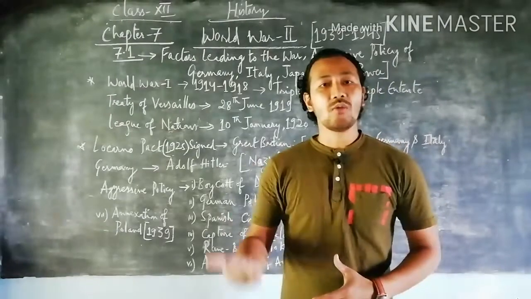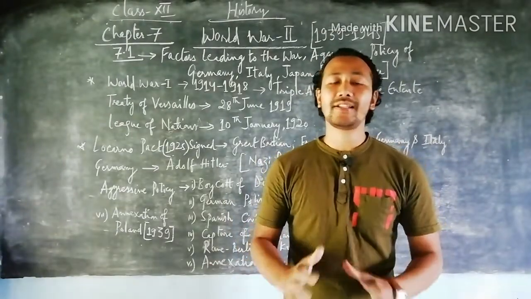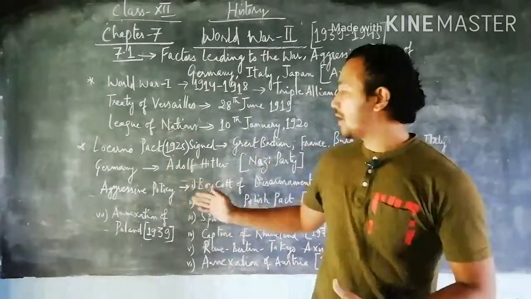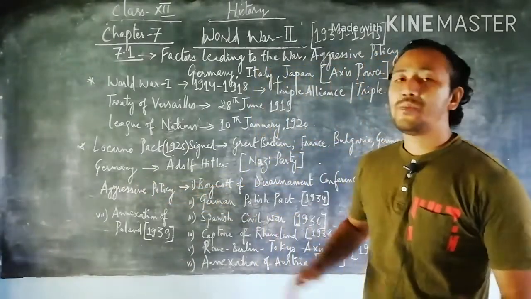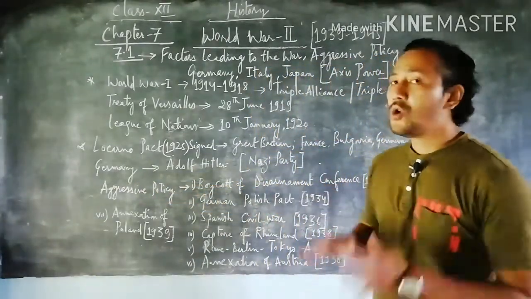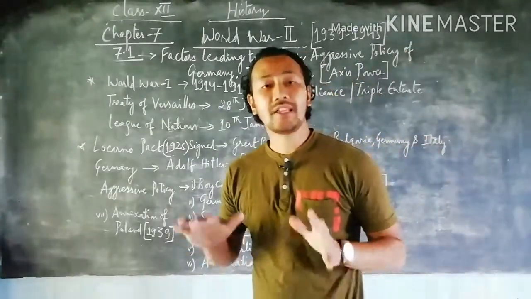In that regard, what were the aggressive policies taken by him in Germany? First we see the topic known as the boycott of the Disarmament Conference, which was held in the year 1932.